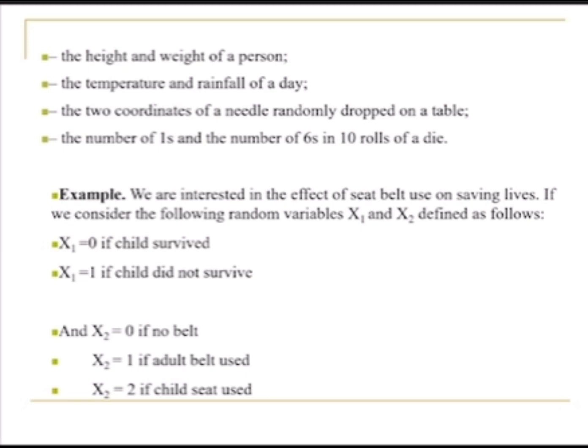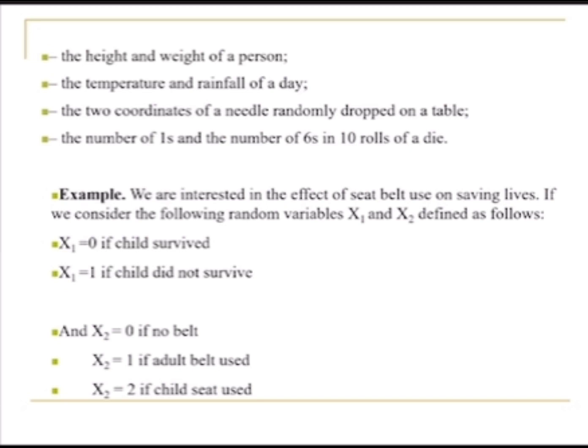So which means I got X1 and X2. Even though they are discrete, they don't have the same state space. The state space of X1 is 0, 1, but the state space of X2 is 0, 1, 2. Any question on this? So far, so good, right? Okay, now this is an example.